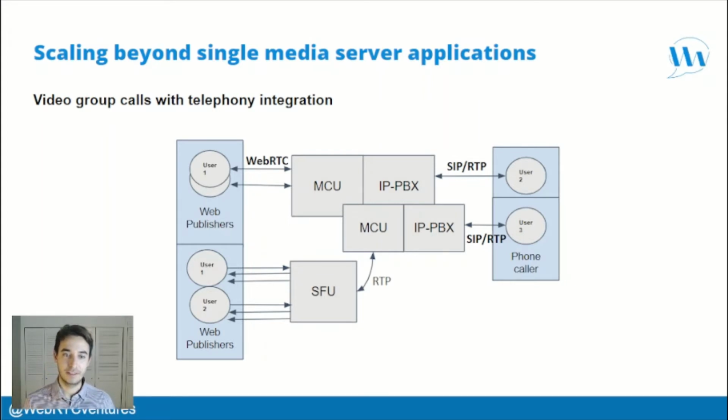In this case, at the left, you can see the web publishers connecting to perhaps an MCU or SFU. We can decide based on our preference and different requirements. And at the other side, we would have the phone caller calling through the PSTN and reaching the PBX and then relaying that RTP stream to our SFU video conference. To be clear, this architecture is much more complex than what it looks here.